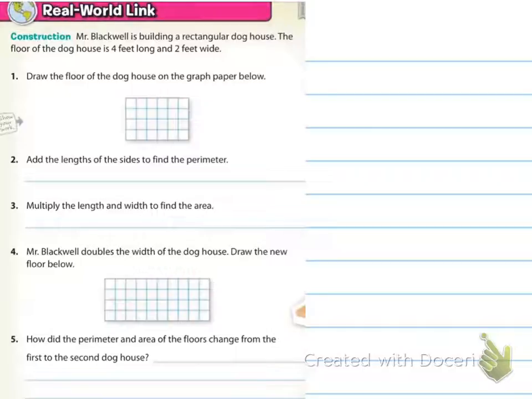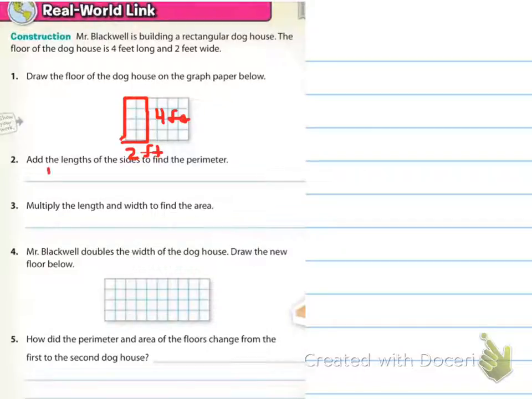So we're going to do 2 feet wide and 4 feet long. I don't know if that's going to be up and down for you or side to side, but we'll just do up and down, so that we have the 2 feet wide and the 4 feet long. All right, now, don't forget our units. Now it says add the lengths of the sides to find the perimeter.